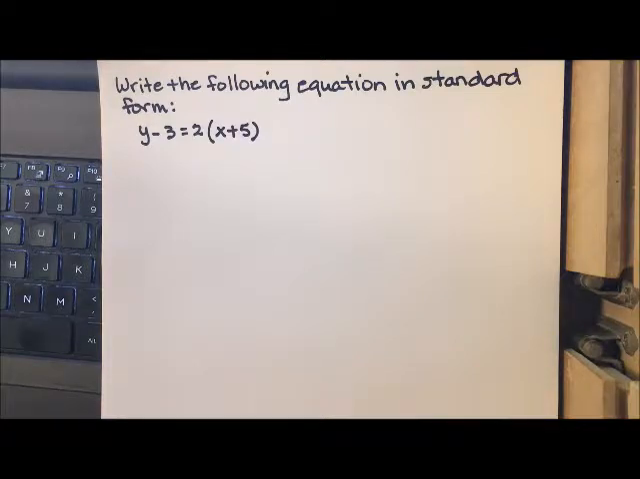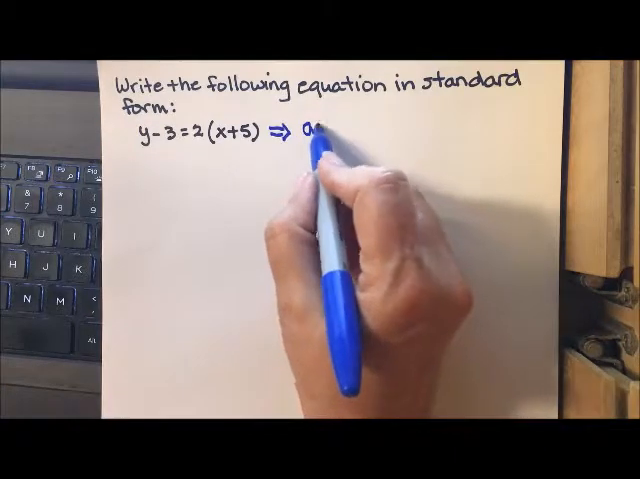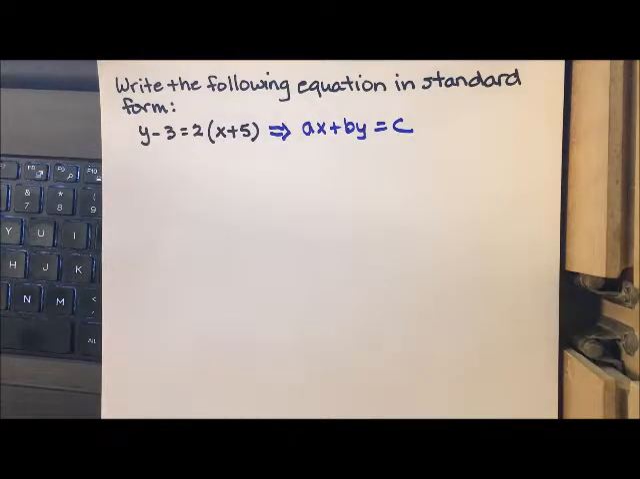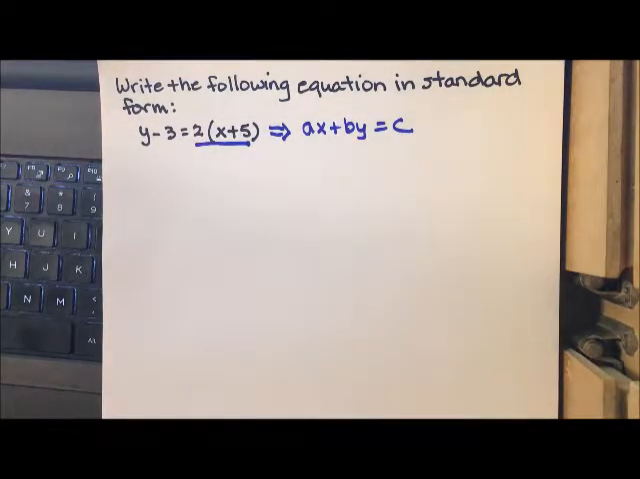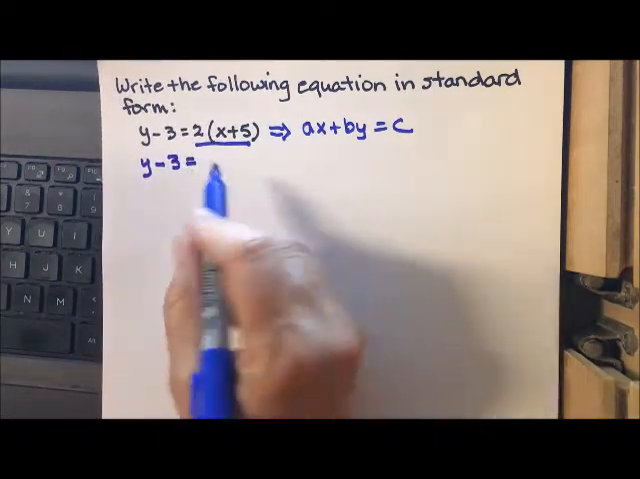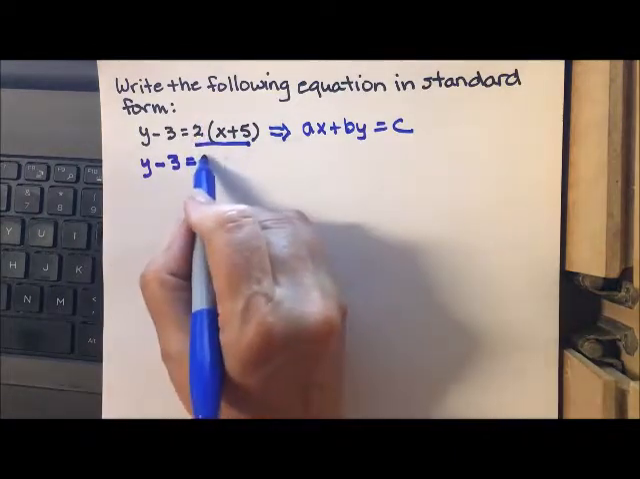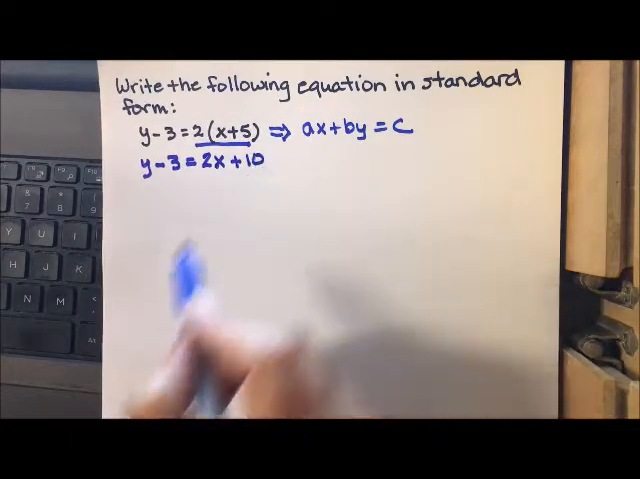So we're going to try to get this equation to look like ax plus by equals c, standard form. There are several steps this is going to take, and the first one is to distribute the 2 to the x plus 5. We get y minus 3 on this side. This side doesn't change. All we're going to do here is multiply 2 times x and 2 times 5. So 2 times x gives me 2x. 2 times 5 gives me a positive 10.